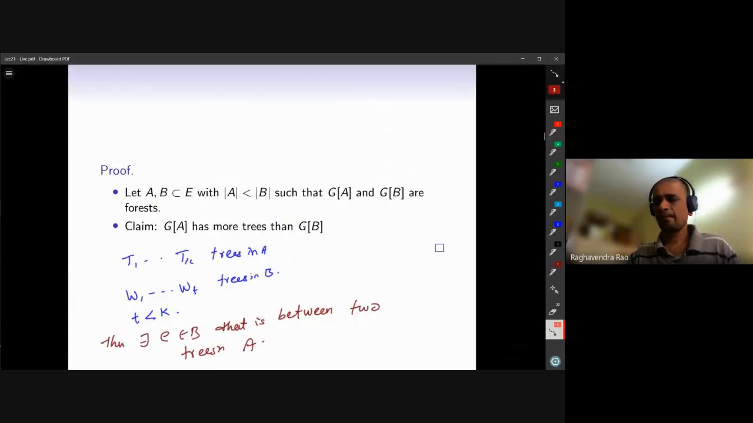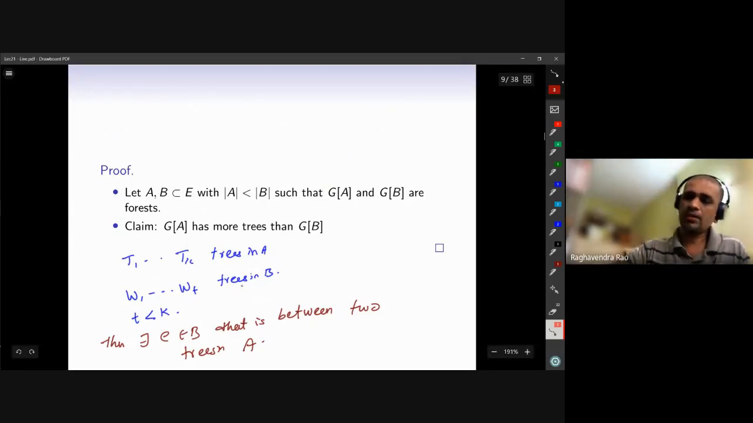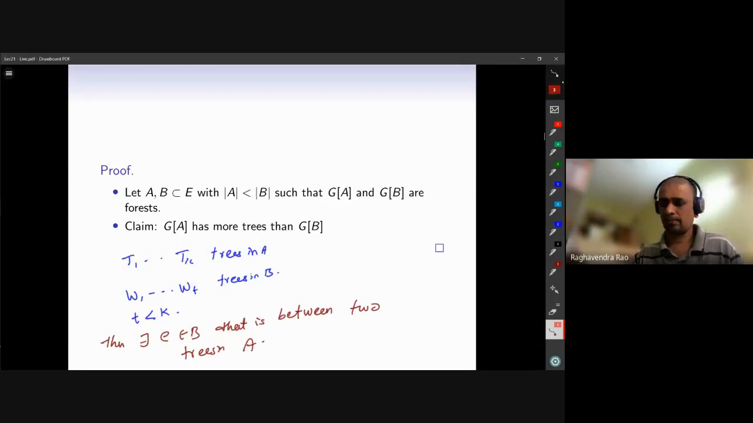Because there are a smaller number of components. You can just think of it as components. These are connected components, also counting isolated vertices. Then if you have a smaller number of connected components, that means two components in the original, that is A, should be connected by an edge, right? That is all. So now all that remains is proving the claim.